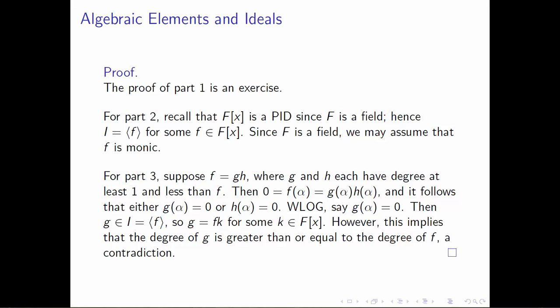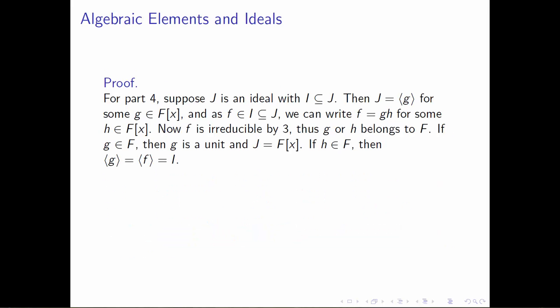However, this is a contradiction to what we assumed, because we assumed that g was in fact a factor of f, meaning a proper factor. So we assumed that it had degree at least 1, but degree less than the degree of f. So you can't have degree strictly less than the degree of f and also greater than or equal to the degree of f, and that's our contradiction.